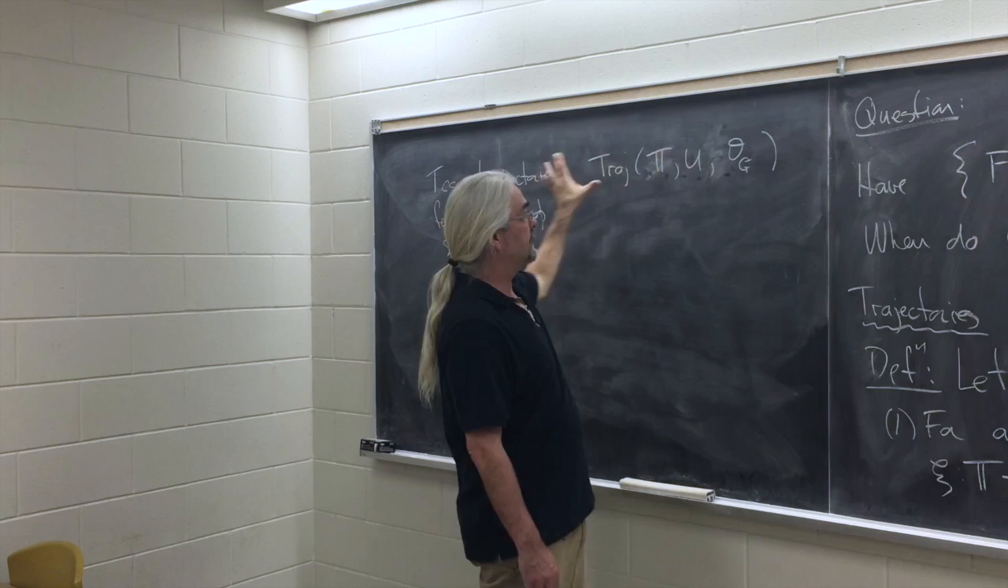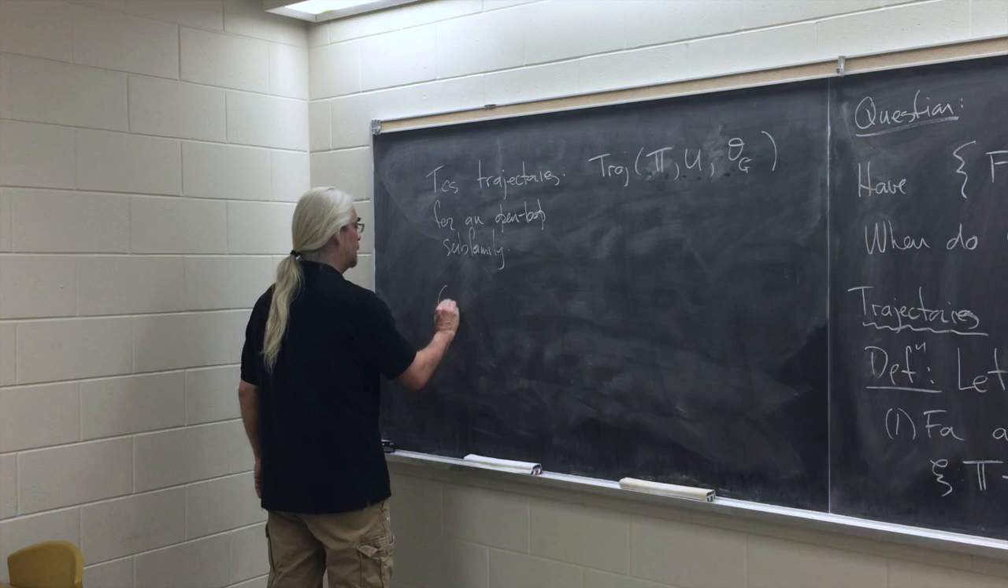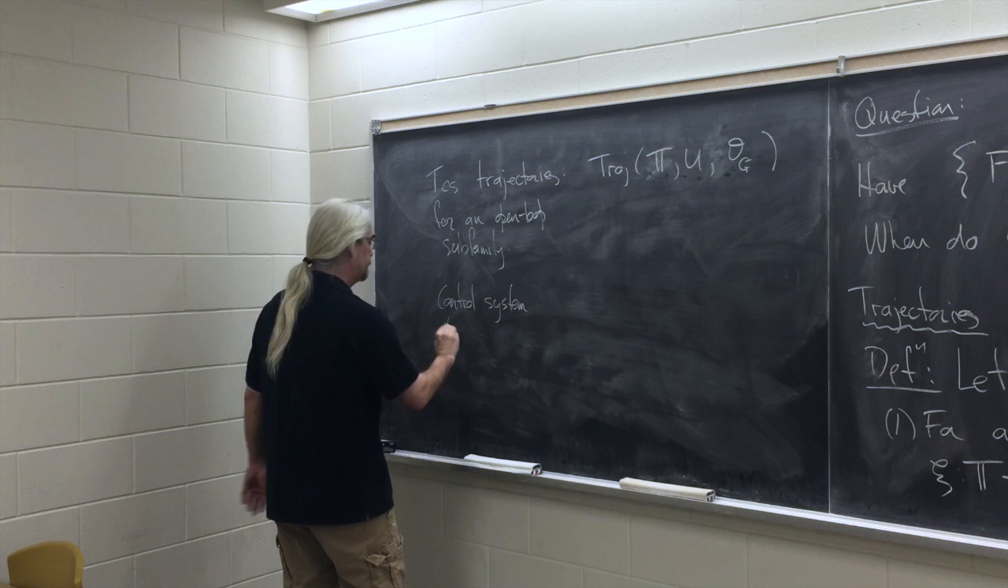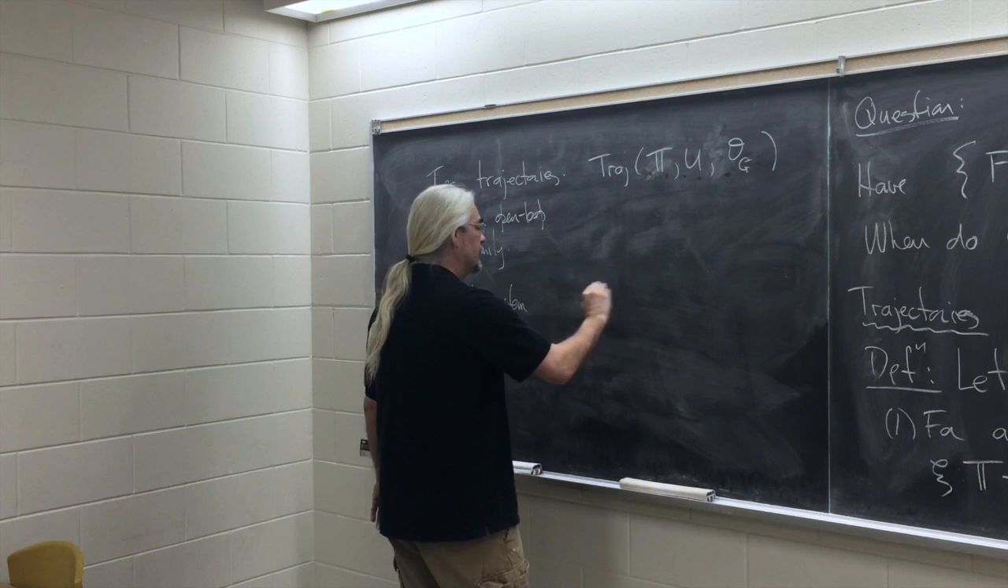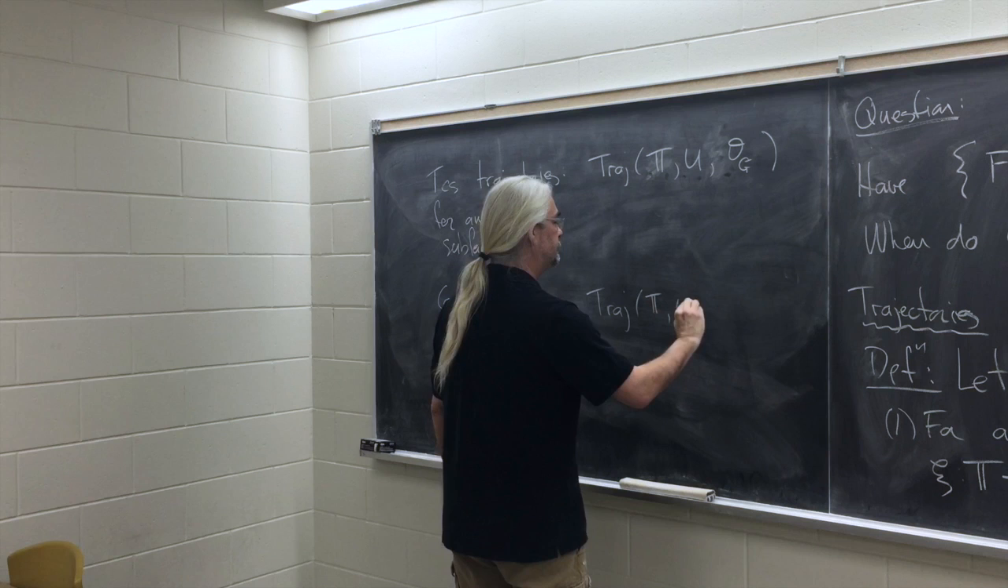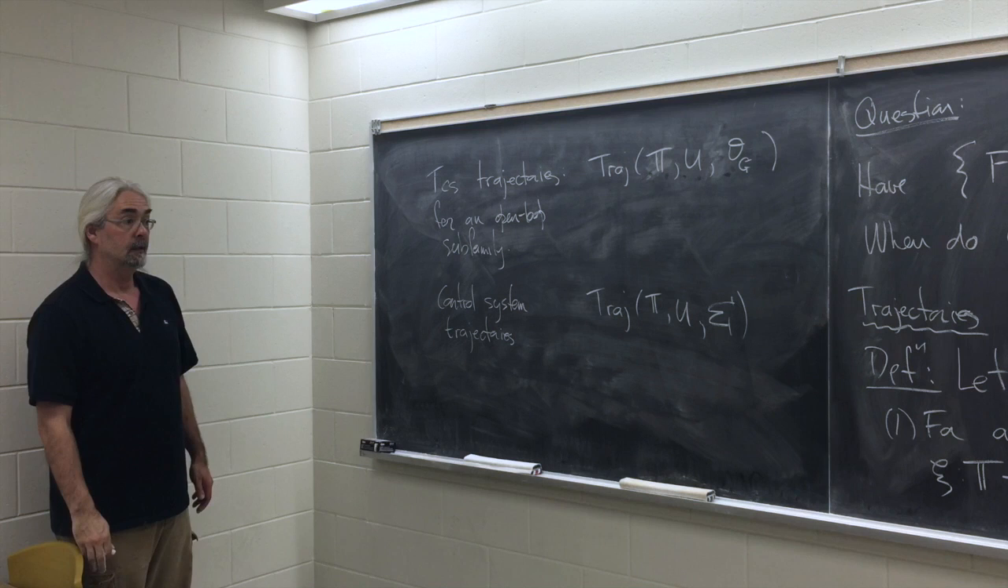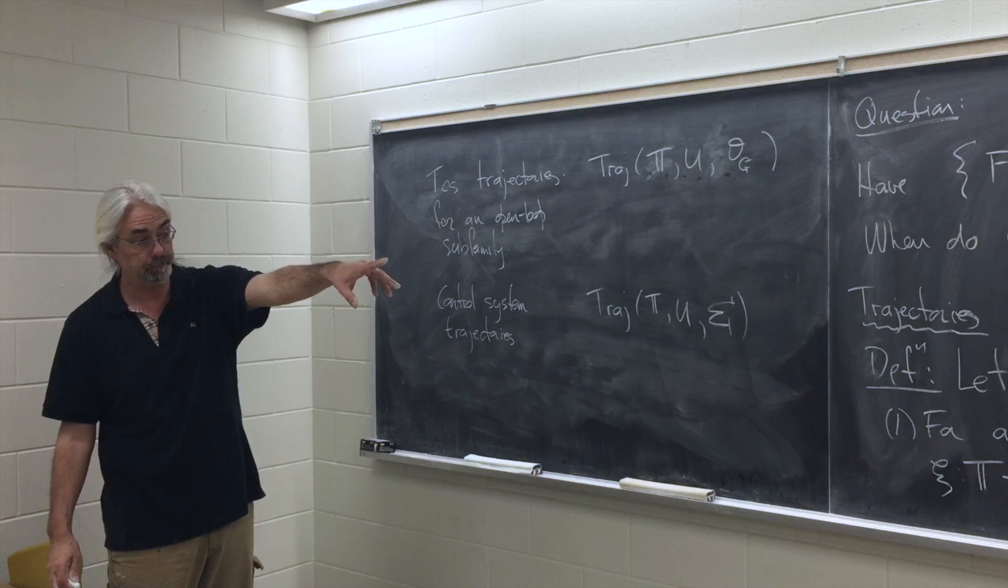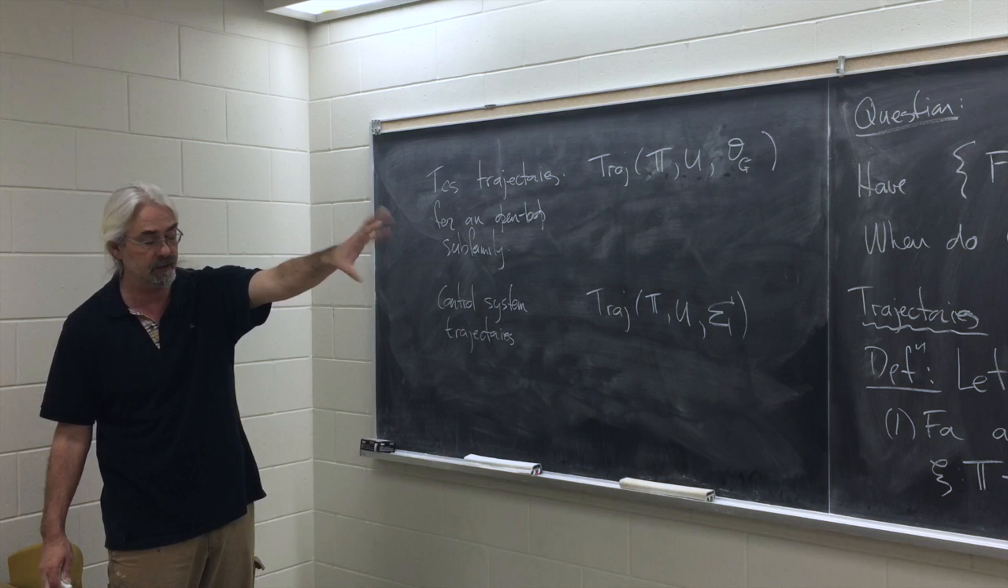Okay, and then you have control system trajectories. The notation I'm going to use there is going to be rather similar. Trajectories here will correspond to controls which are locally essentially compact valued, locally essentially bounded, in the relatively compact topology. That's the notation I'm going to use for those.